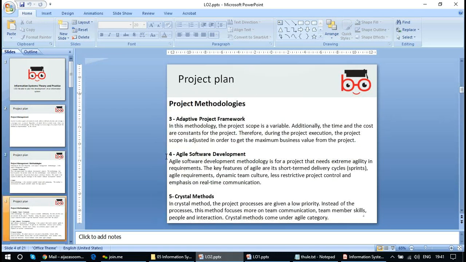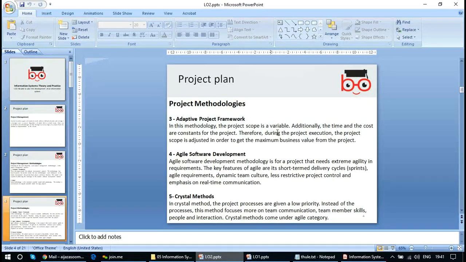Yeah, I remember these now. Then adaptive project framework. Last time I told you that most of the schools of thought propose their own methodology. So in addition to the previously discussed methodologies, here are more as well, like the adaptive project framework.